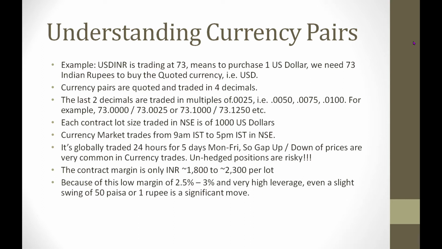The contract margin is really less. It's hardly 2.5 to 3% of the contract size. So exchange charges are typically 1,800 to 2,300 rupees depending on the various margin requirements. However, if you're looking at buying or selling deep in the money options, then the margins may differ accordingly. Now, because of this very low margin, even a slight swing of 1 rupee can actually mean 1000 rupees of a margin requirement. So that would mean on a 2000 rupees margin, 1000 rupees is nearly 50% mark to market.